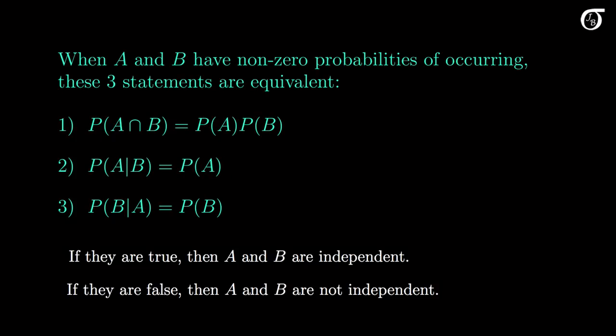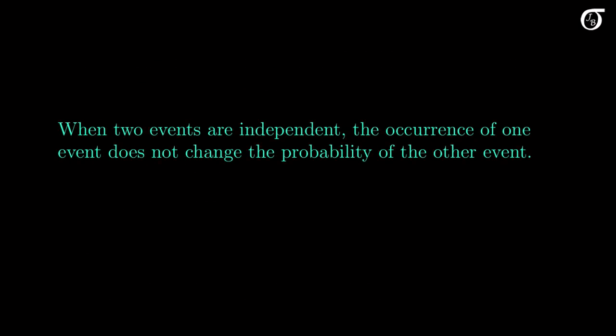When events are not independent, then the knowledge that one event has occurred changes the probability of the other. If the events are not independent and I had a bet on event A, then the knowledge that B has occurred will change the probability of event A. This will either be good news for me, the probability of A has gone up, or bad news, the probability of A has gone down. This is important, so let's look at that one more time in words. When two events are independent, the occurrence of one event does not change the probability of the other event.